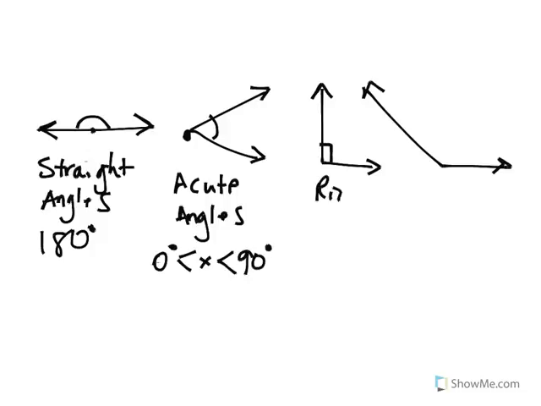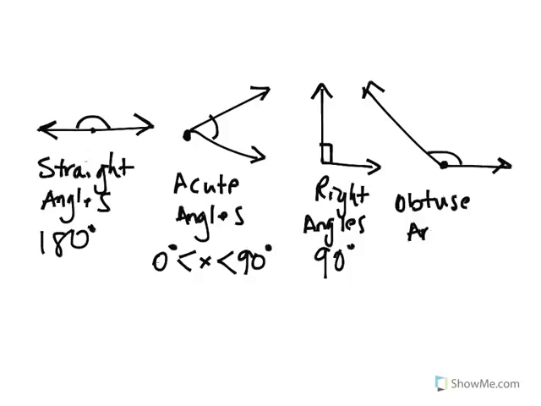We have right angles, which measure 90 degrees. And then we have obtuse angles, which are greater than 90 degrees, but less than 180 degrees. Okay, so these angles are all classified by the number of degrees that they have. So these are all classified by their degree measure.